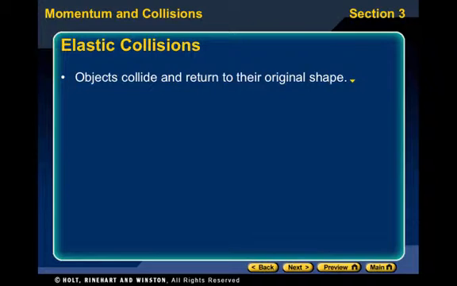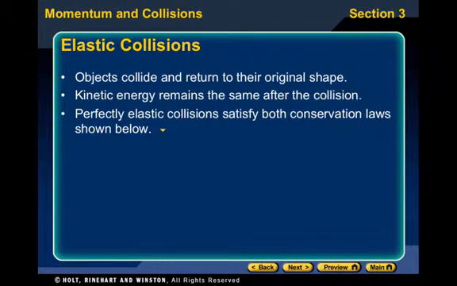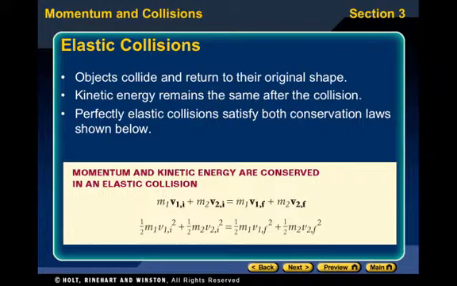Elastic collisions are when objects collide and return to their original shape. The kinetic energy remains the same after the collision. So perfectly elastic collisions satisfy both conservation laws, both the conservation of momentum and the conservation of energy, whereas inelastic collisions only conserve momentum.